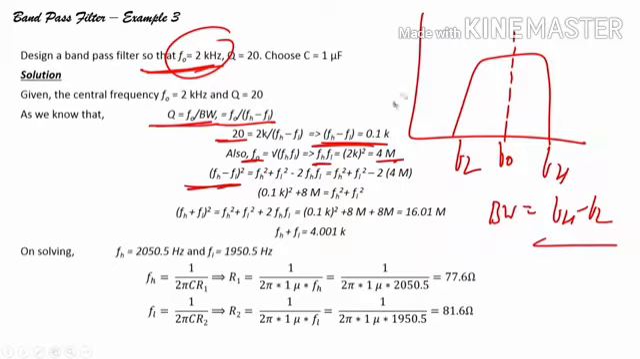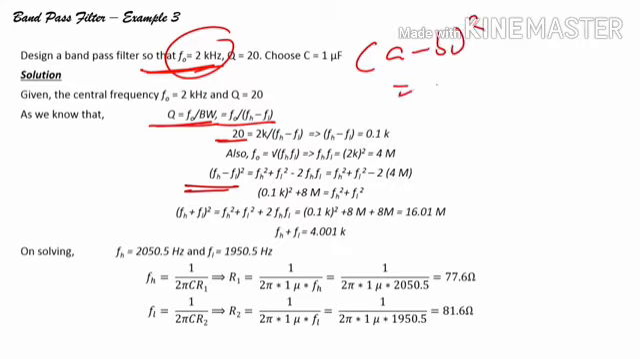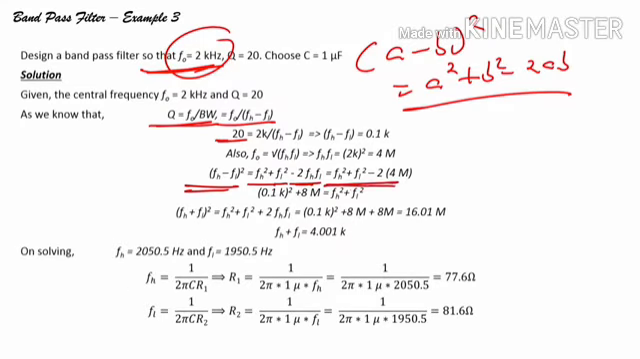This is very easy, basic mathematics. What is this? A minus B whole square equals A square plus B square minus 2AB, right. This is written as FH square plus FL square minus 2 FH into FL. This is nothing but FH square plus FL square minus 2 times 4M. So, when we substitute the value we will get this.